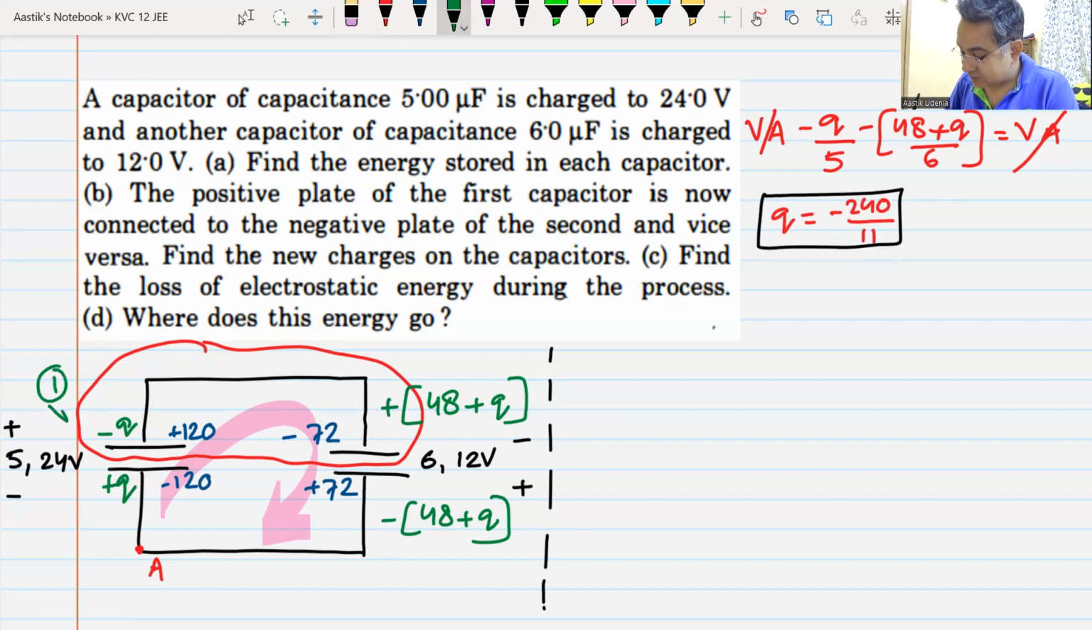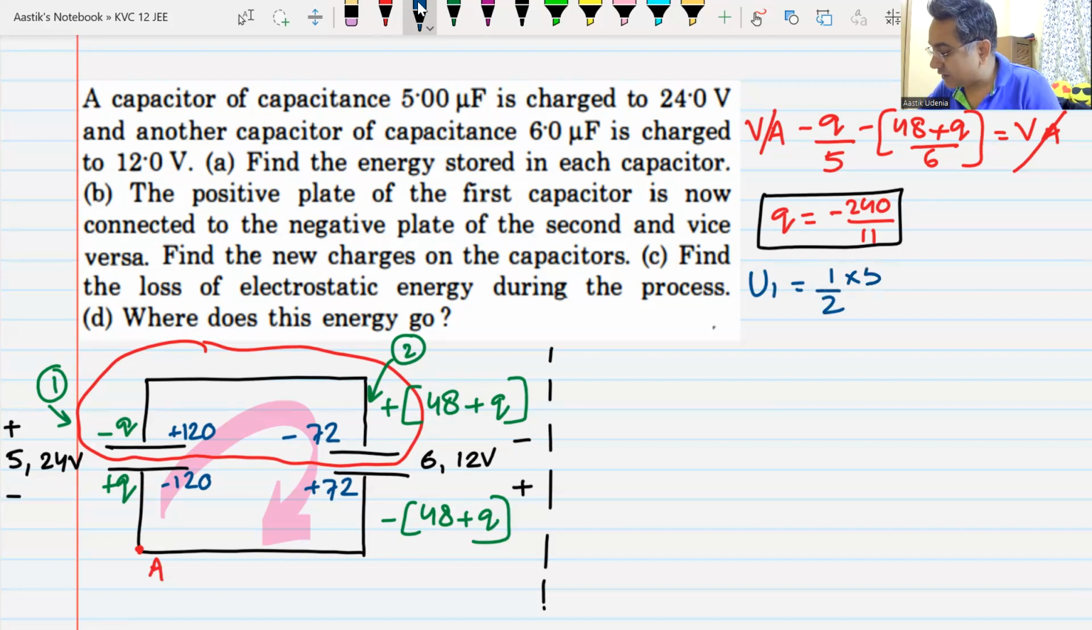This is, let us say, number 1. This is, let us say, number 2. Let us talk about the initial energies of 1 and 2. What is the initial energy of 1? I can find it out as half into C, which is 5, into V square, which is 24 square. How much is that coming? 1440, sir. 1440 microjoules, right?